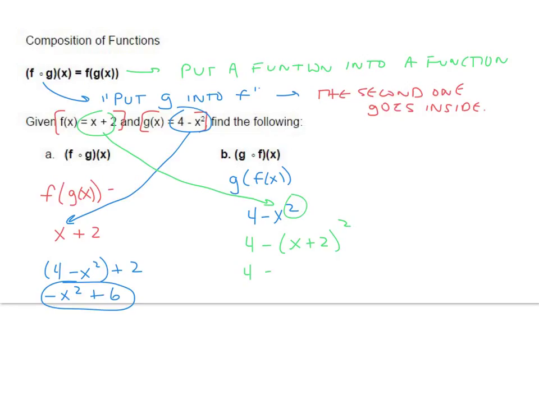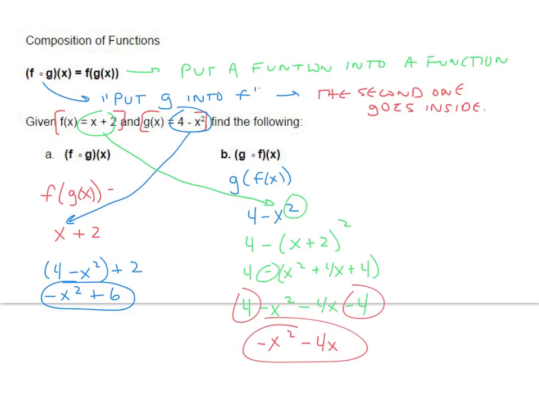So when I simplify this, now this is going to be a perfect square trinomial, so I'll have x squared plus 4x plus 4, and I need to distribute this negative sign, so I'm going to have 4 minus x squared minus 4x minus 4, and so things are going to cancel out here, so my 4 goes away, and I'm left with negative x squared minus 4x as my answer.